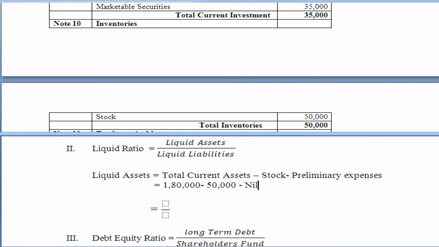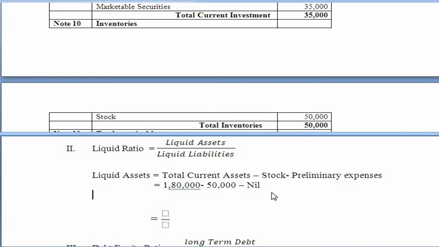Okay, now we got the amount of liquid asset, total current asset minus stock, because liquid asset is nothing but all current asset except stock and preliminary expenses. The amount of stock is 50,000. So 1,80,000 minus 50,000, balance is 1,30,000. Okay, now we know the amount of liquid asset.